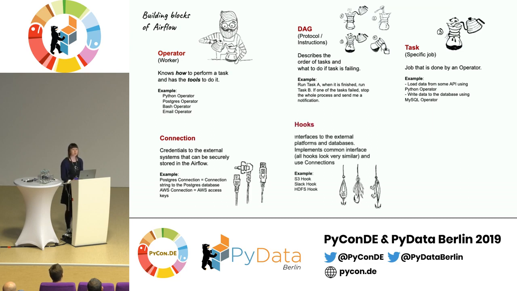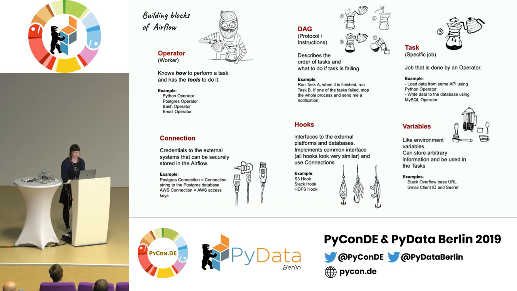Next, it's hooks. Hooks are very, very useful, I think, because they give us a common interface for these external services, right? Because if you need to connect to Postgres, you would normally use some external library like PsycopG or something, but here you can just use a hook, provide connection that you stored in the Airflow, and run your queries. And for example, S3 hook should look very similar to Postgres hook, just with different connection and parameters.